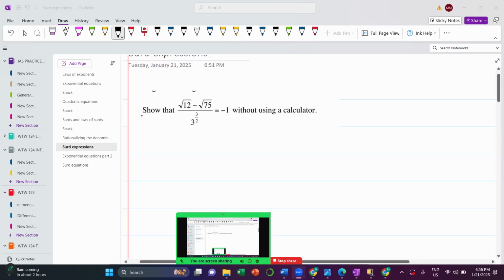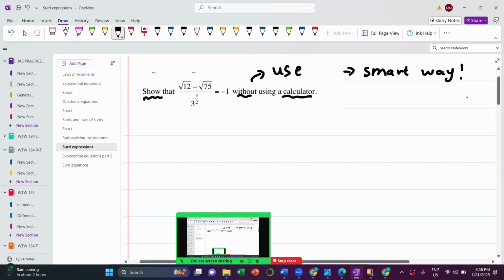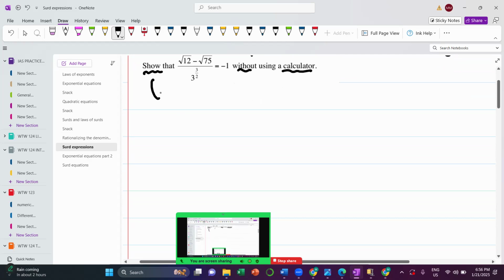Without using a calculator. So we are required to show that this on the left hand side is equal to -1 without using a calculator. But we know that we are going to use it, but in a smart way. Another word for show that could be prove that this expression on the left is equal to -1.